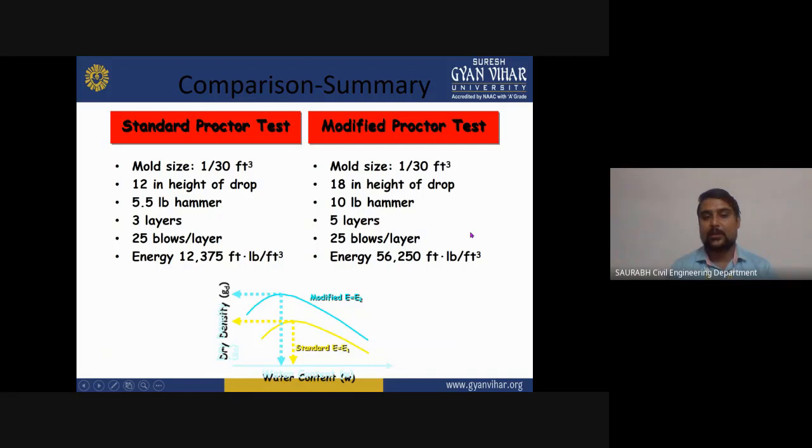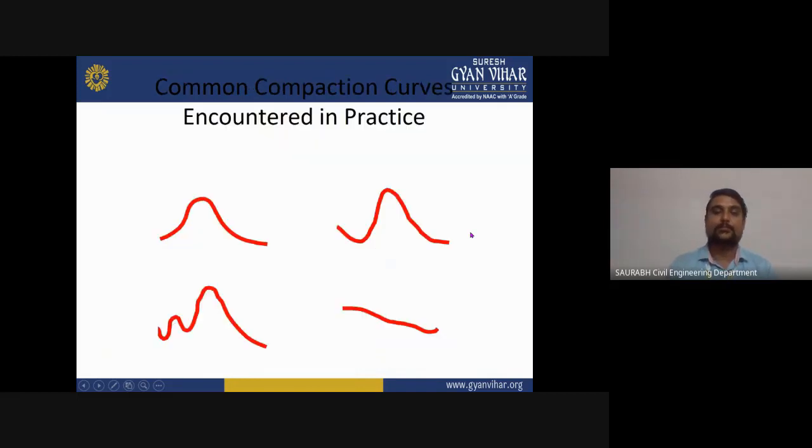5.5 lb hammer, and the weight of the hammer will also be more in the modified Proctor test. There will be 3 layers in standard Proctor test, and there will be 5 layers in modified Proctor test. This is the difference, which is very important to know: what is the difference between standard Proctor test and modified Proctor test?